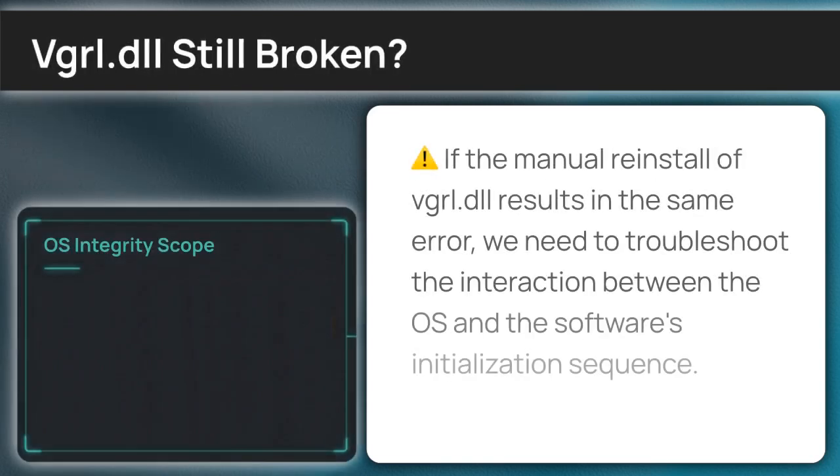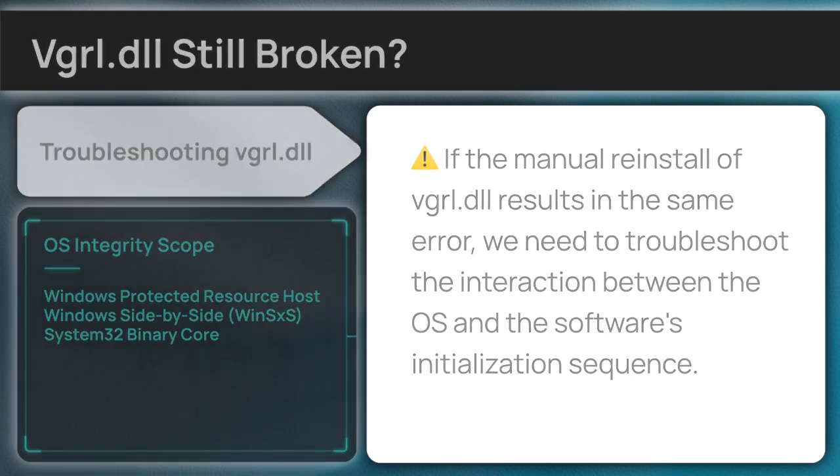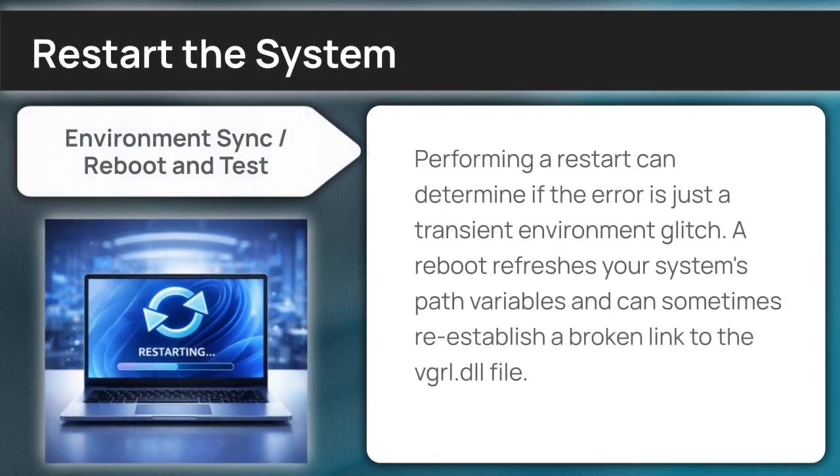If a standard reinstallation doesn't restore the library, we need to verify if the system environment is properly recognizing the new components. A full system restart ensures that no background processes are currently locking the Vgrl library file. A fresh boot allows Windows to reinitialize its library map from a clean state.